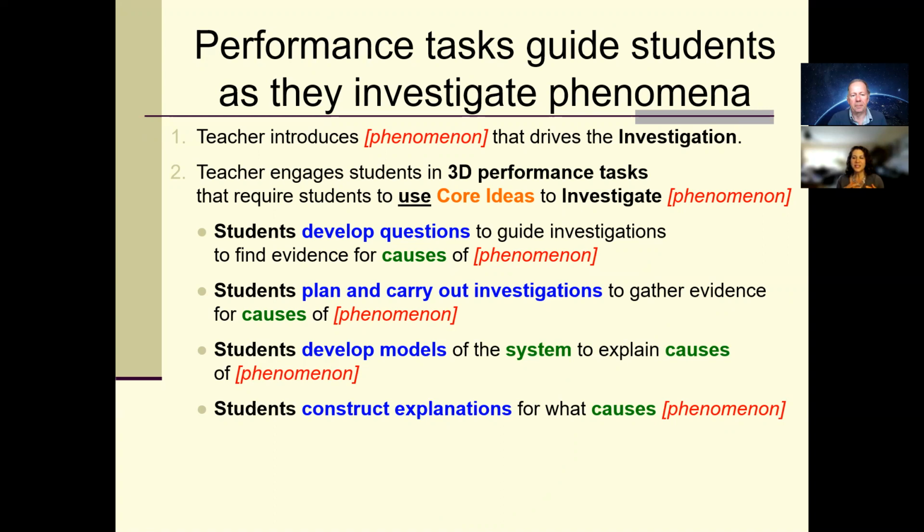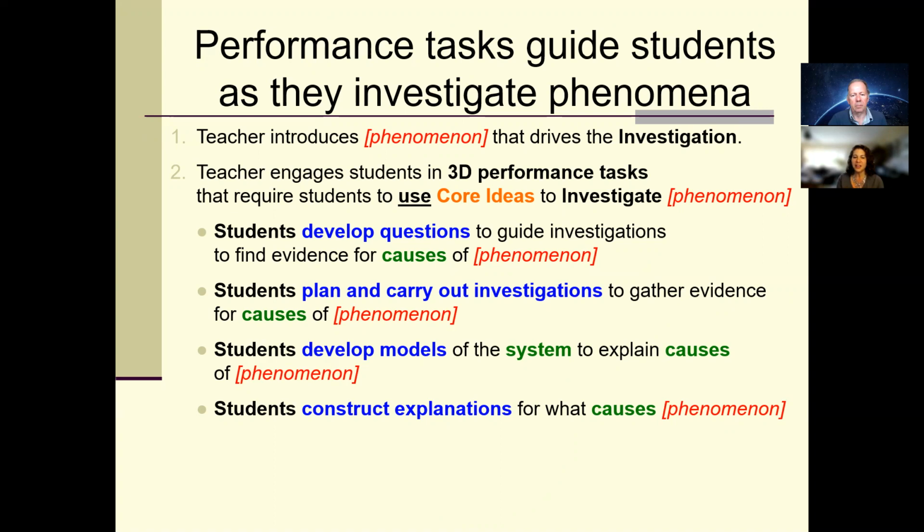What's helpful to think about when you look at these tasks is how we merged these dimensions. It really helps students focus what they're doing in class. If you say to students, what questions do you have? That can be really broad, but saying what questions do you have about what caused this phenomenon? That helps them really focus their thinking.